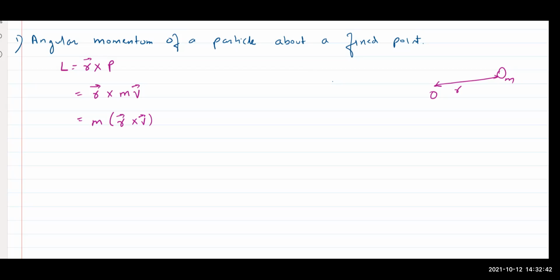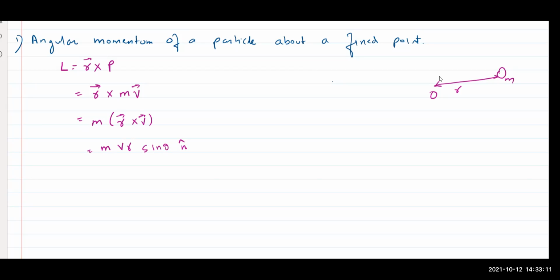So if you talk about any random angle theta, this is given by M V R sine theta n cap, because this is the formula for cross product. Yes or no? So what is V sine theta?